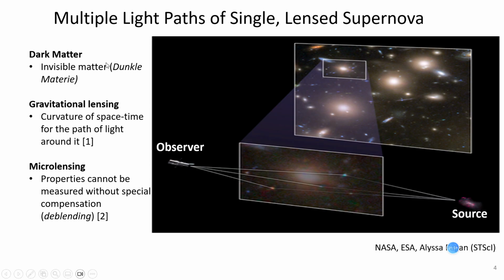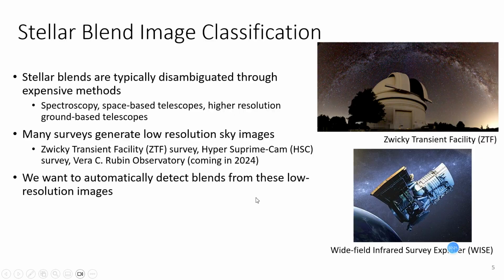And now I'm going to talk a little bit about the multiple light paths of a singly lensed supernova. So dark matter is the invisible matter, and with gravitational lensing we can trace the curvature of space-time for the path of light around it. Microlensing properties cannot be measured without spatial resolution.